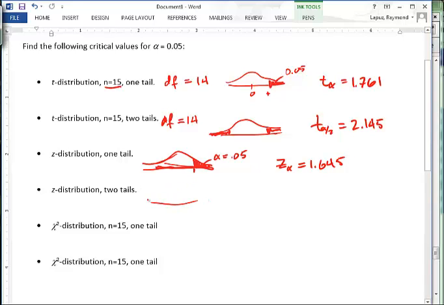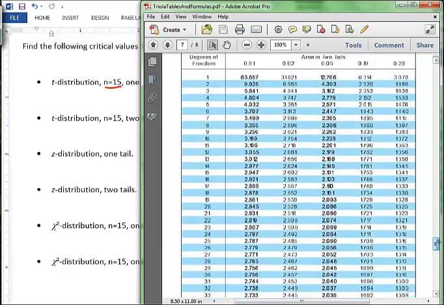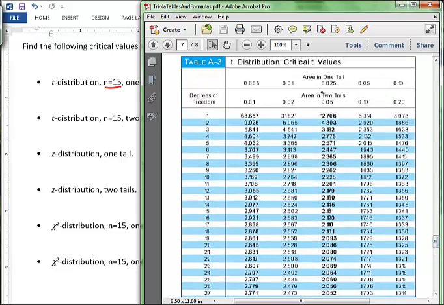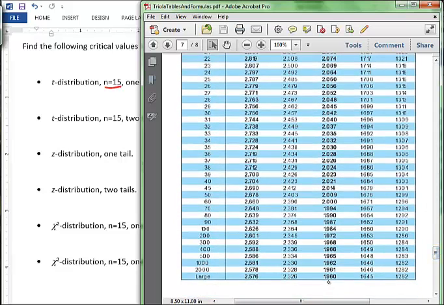Similarly, the t-distribution with two tails, so alpha is broken up into two tails. If we scroll up and notice where the two-tail list is, alpha is 0.05 and two tails. All the way down at the bottom again is a z-distribution, that's 1.96.